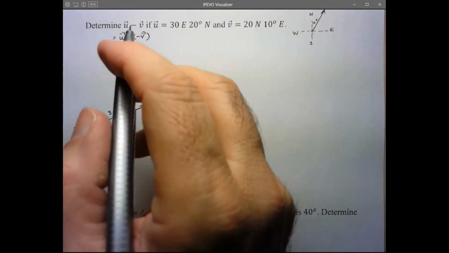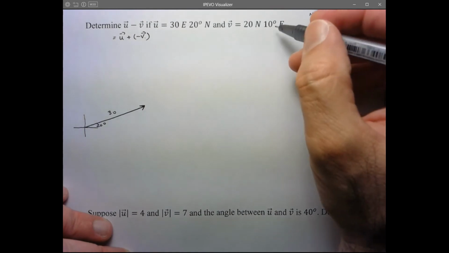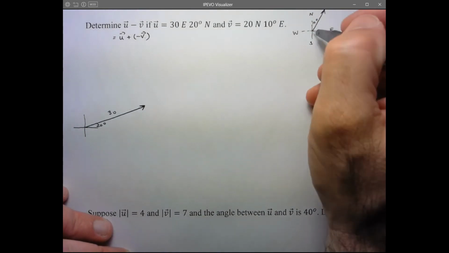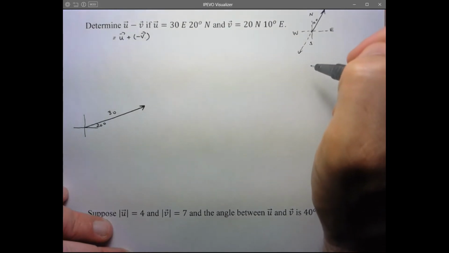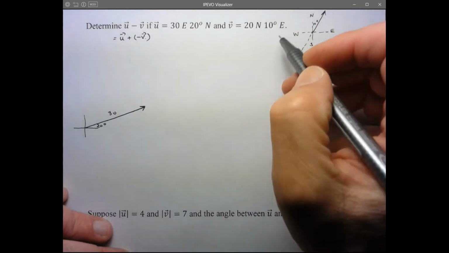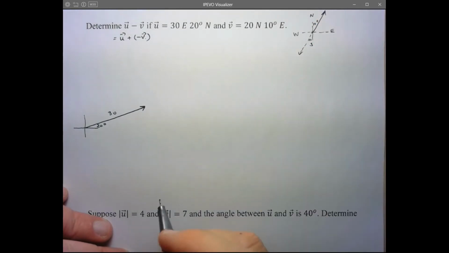And now I'm going to add to that the opposite of v. So let's figure out what the opposite of v is. But we're going to see it's very easy to do because I want a vector that's in that direction. So you notice that it's just going to be inverting these two directions. It's just going to be south 10 degrees west.